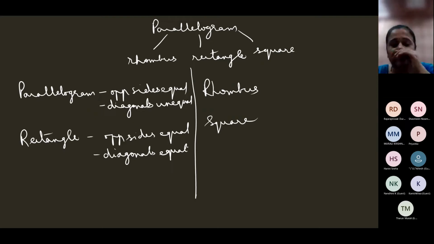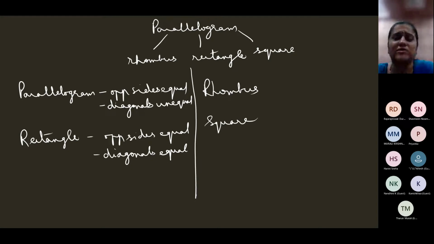So supposing you have to prove that a particular quadrilateral is a parallelogram and not a rectangle. Okay, it is enough if you remember these properties. In both parallelogram and rectangle, both the pairs of opposite sides are equal. But in the parallelogram, diagonals are unequal. In a rectangle, diagonals are equal. That is the difference between a parallelogram and a rectangle.